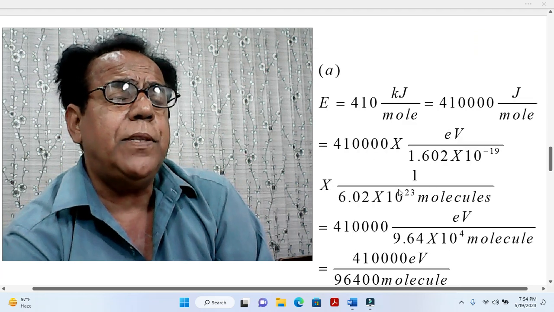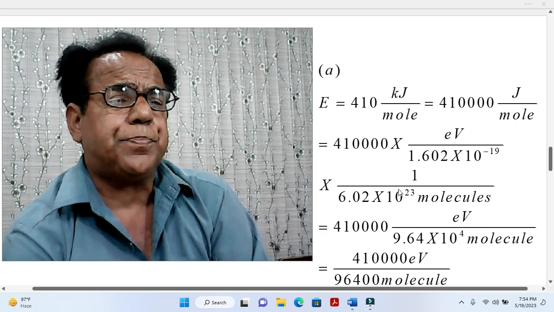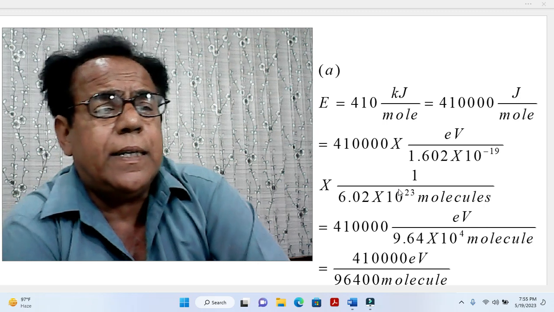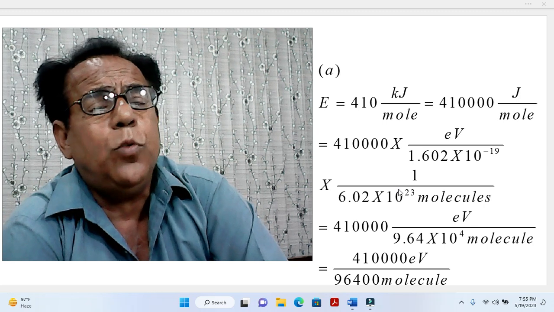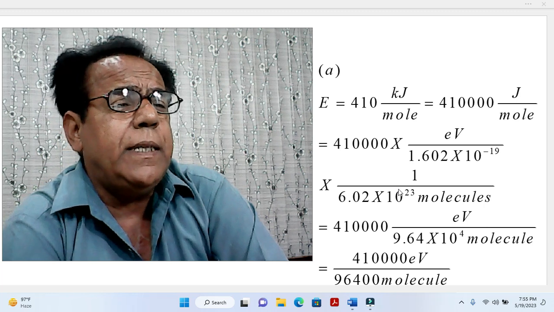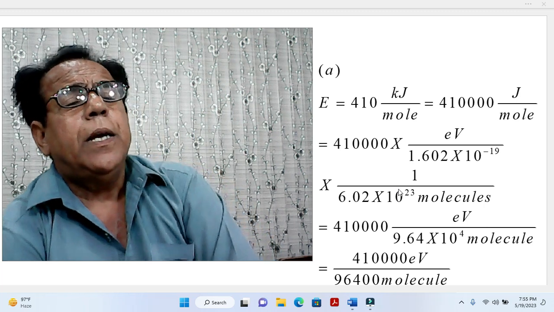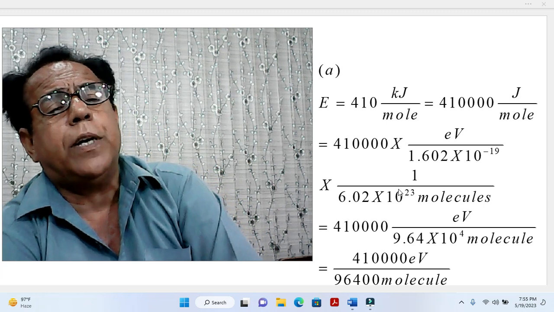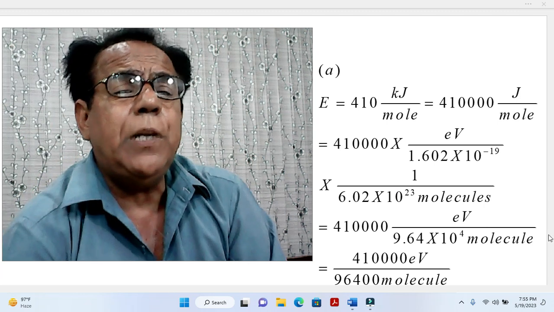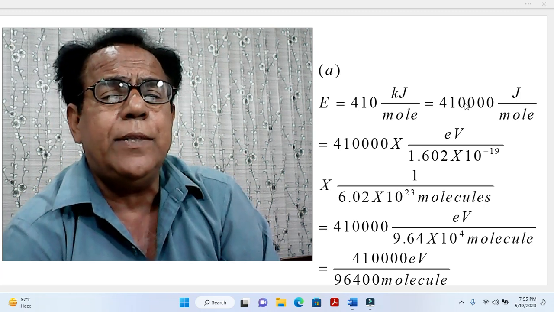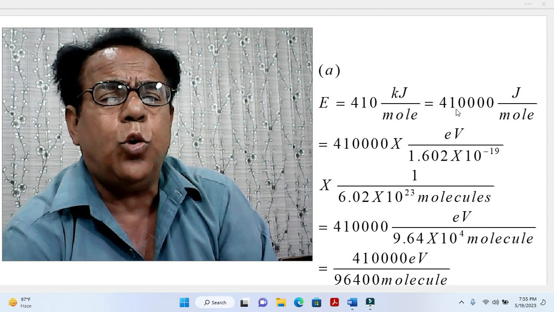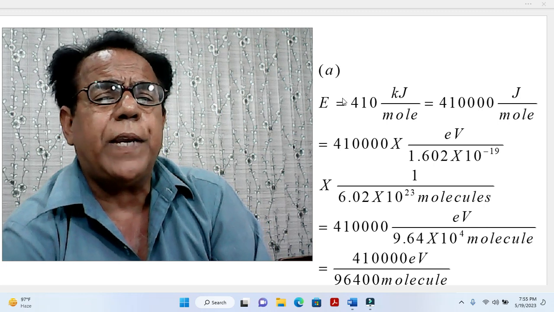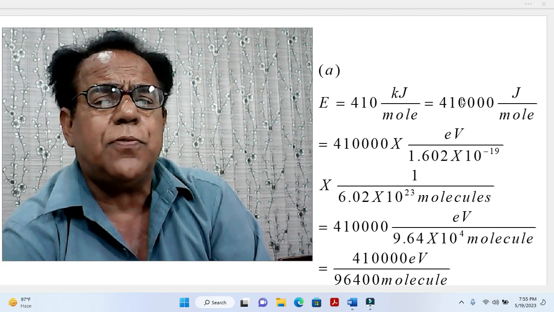First we will deal with the solution of part A. In part A, E is given as 410 kilojoule per mole. We know that kilo is equal to 10 to power 3 or 1000. So if we remove this k, then we will have to add 3 zeros to 410. That is, it will become 410,000 joule per mole.